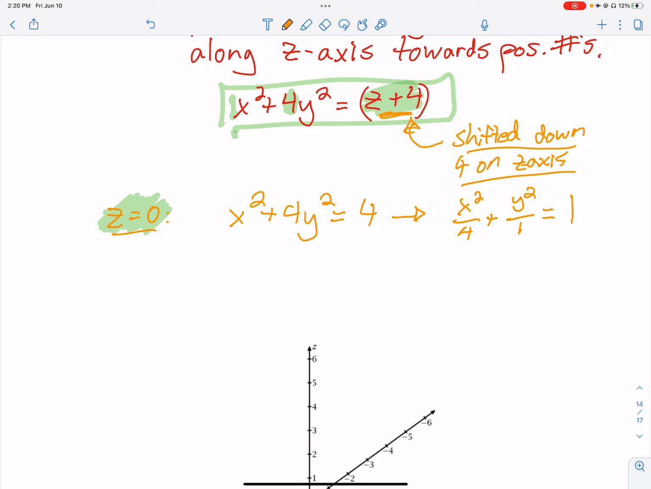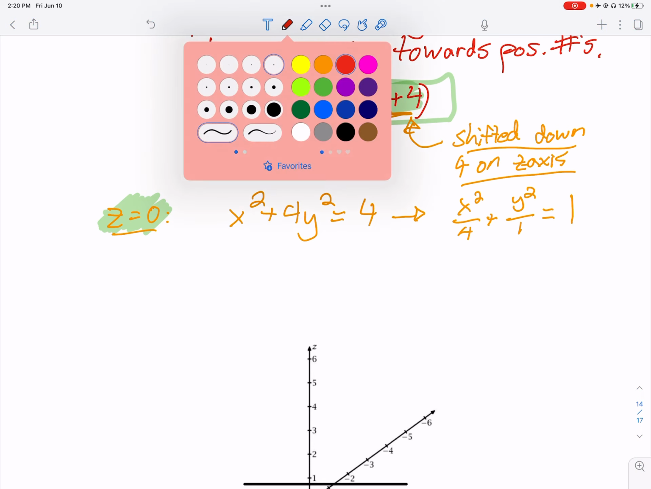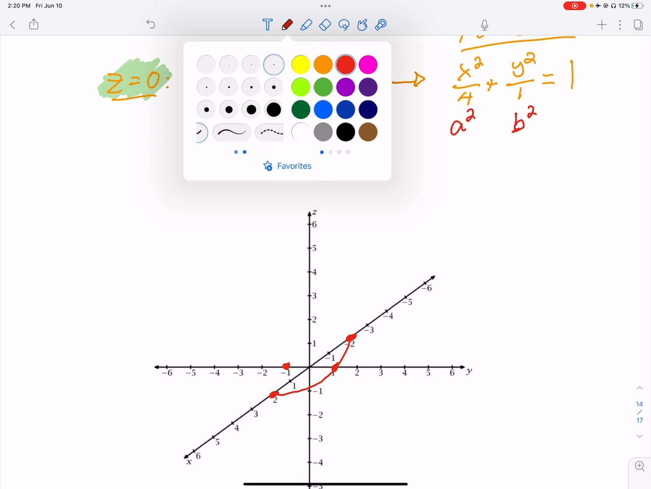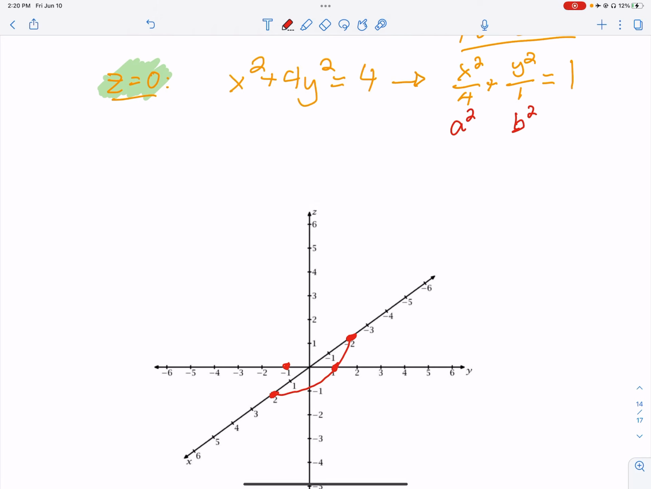So that's what you're going to be doing each time: picking nice numbers to plug in for z, or the variable without the square. All right, so we know now when z is 0, we have this ellipse. So let's graph that. Remember, this is a squared, this is b squared. A is 2, so that's 2 in each direction. B is 1, so that's 1 in each direction. So I get this ellipse when z is 0. So let me get some dotted lines. All right, we have something like that.